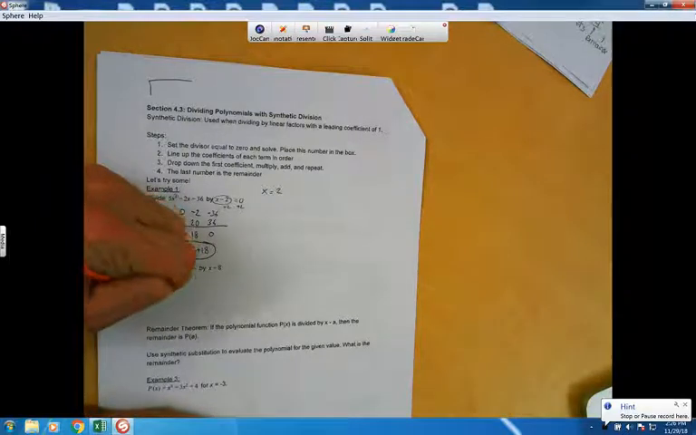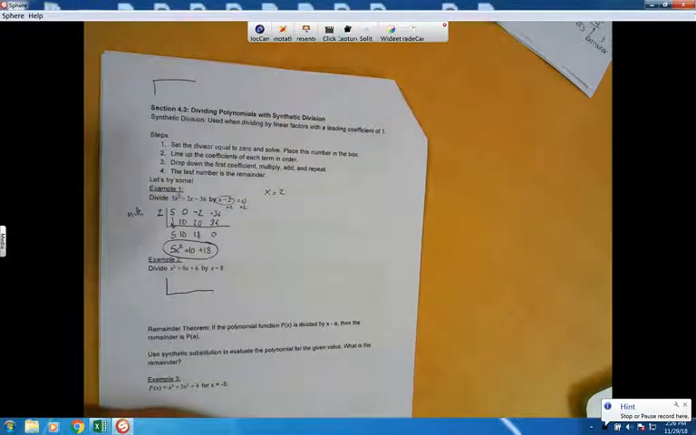If you wanted, you could do long division, do this problem that way, and you'd end up at the same spot. This would go faster, though, so this is probably how you'll do it most of the time from now on. Let's keep going. I want to divide this synthetically.